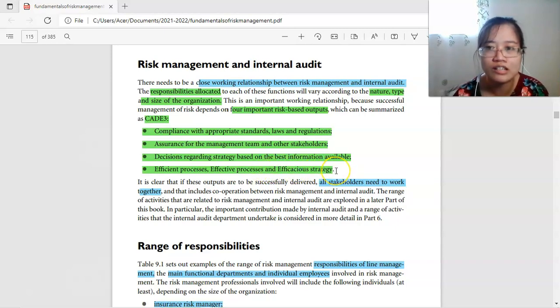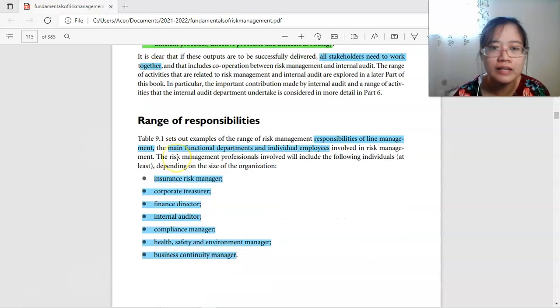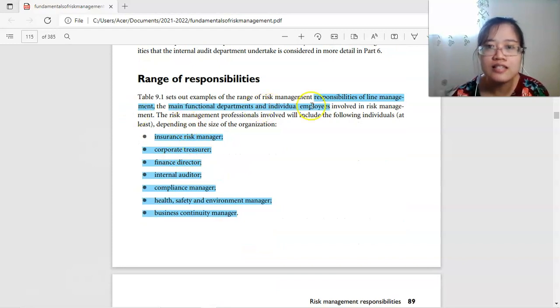And efficacious strategy, deliver the attainment or achievement of the goals and strategies. Okay. Magkaka-relate naman yan mga yan. All stakeholders need to work together. Okay. Lahat ng empleyado ng isang organization, of course, they have to be aware of the risk and the risk culture and the risk management na ginagawa ng company. Range of responsibilities. Responsibilities of line management, the main functional departments, and individual employees, kailangan ay nakastate din siya dun sa ating risk management documentation or yung ating risk register.